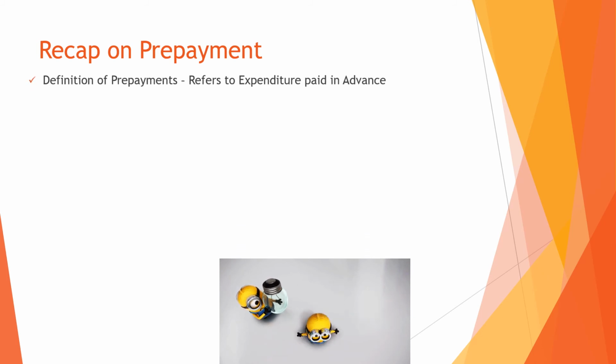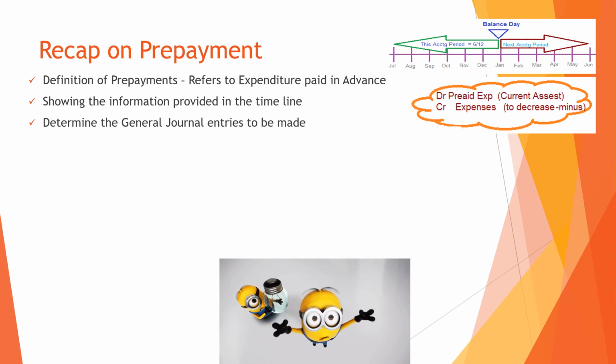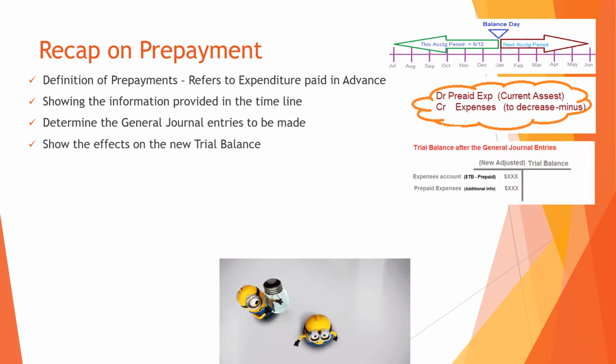Now let us recap on what we have gone through so far. The definition for prepayments refers to expenditure paid in advance. Showing it on the timeline, we have an example given above. We construct the monthly timeline in this case. Next, we write down the general journal entries. We debit prepaid expenses and credit the expenses account. Next, we prepare the trial balance. In the trial balance, there will be two entries, both on the debit side: the expenses, which have a value decreased by the amount in the additional information, and the prepaid expenses, of course, from the additional information.